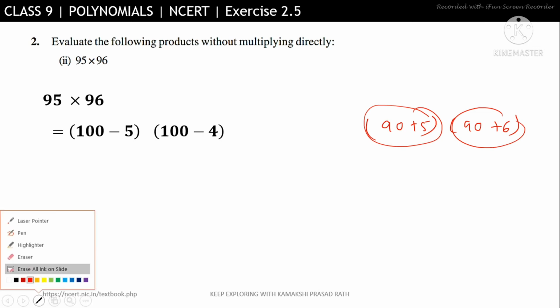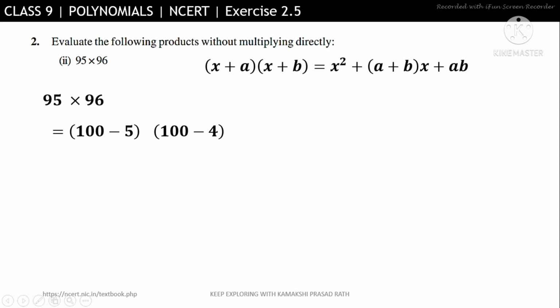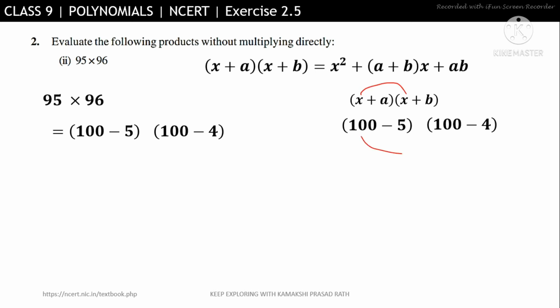So now let's compare with our identity, (x plus a) into (x plus b). When we compare, you can see the first terms are the same: 100 is there, here also 100. The next terms are different. As I said, plus a is minus 5. So x will be 100, a will be minus 5 and b will be minus 4.